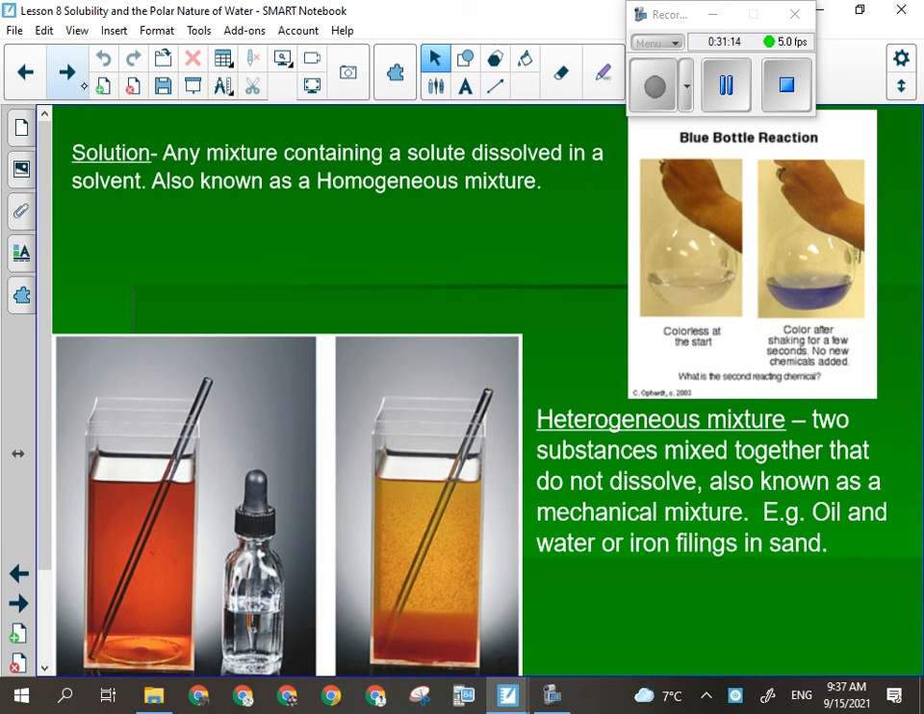A heterogeneous mixture is often also called a mechanical mixture. It is something that is being forced together but isn't actually dissolving. I can mix them together, but they're not dissolving into each other. So oil and water would be an example of that. I could put iron filings in sand and mix them together. The iron filings don't dissolve in the sand or vice versa, but they are mixed together mechanically. A mechanical mixture can be easily separated by physical means. A homogeneous mixture cannot be easily separated unless something is boiled off.